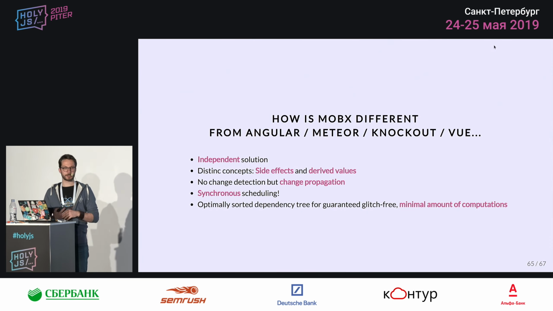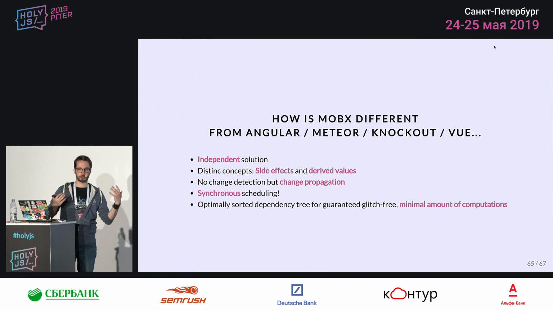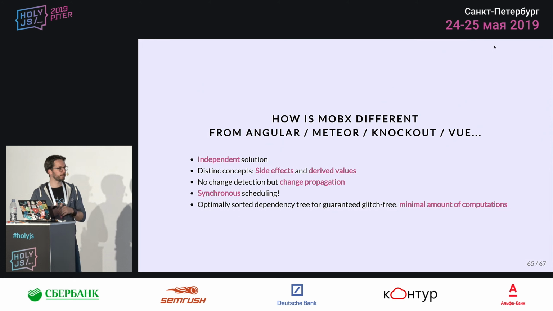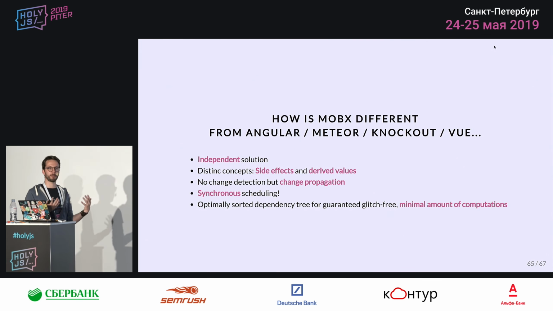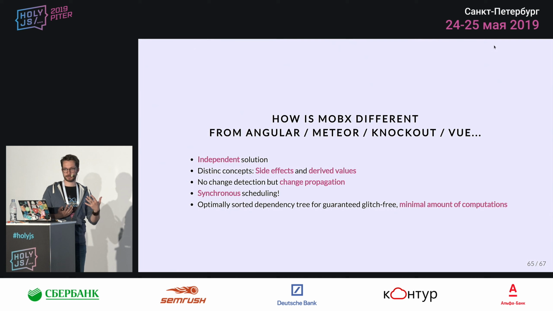So, to conclude, how is MobX different from Angular and Meteor and Knockout and Vue, which basically all have this very same idea, but yet a different implementation? One of the reasons for building MobX is that I did a lot of research on why people weren't happy about Meteor, for example. And the core reason was that it was unpredictable when things run twice. And that's what I really tried to solve in MobX.